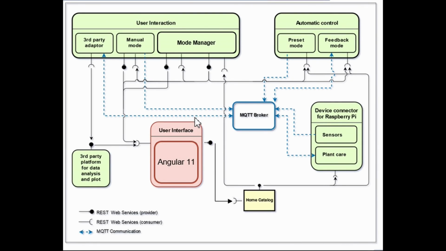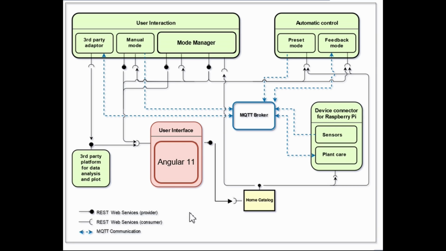Finally, we have the home catalog and the user interface. The home catalog is an actor that stores the URLs of all microservices in the system as well as the topics of all active SmartPots. All microservices upon startup will request this information through the catalog REST interface.